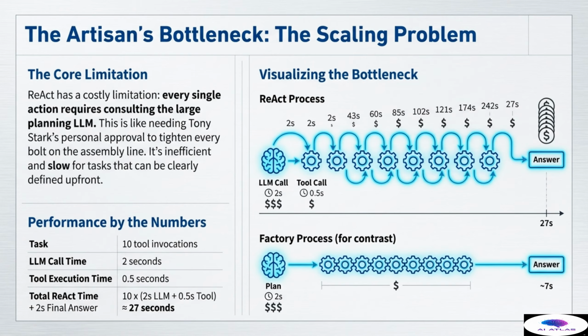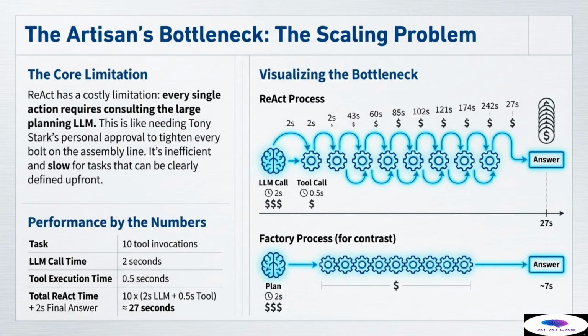This becomes critical when we look at performance by the numbers. For a task requiring just 10 simple tool invocations, if each LLM planning call takes 2 seconds and tool execution takes 0.5 seconds, the total ReAct time balloons to approximately 27 seconds. This includes 20 seconds purely spent waiting for the LLM to think and generate the next action trace. For contrast, look at the factory process below.